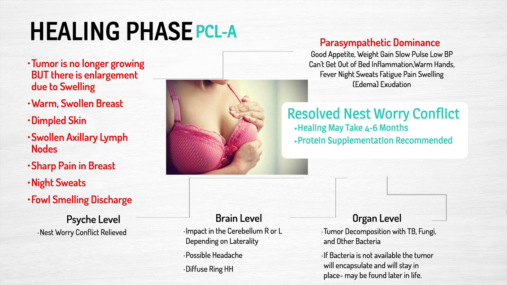All healing happens in a fluid environment. And so there is swelling in the area of the breast, also on the brain level. There's heat, so you may have a fever. The breast itself might be warm. You might notice some changes on the skin. You may have swollen lymph nodes underneath your arm on that associated breast. You may have sharp pains in the breast. And the signature, the key sign that you are healing from a glandular breast cancer, are the night sweats with a foul-smelling discharge.